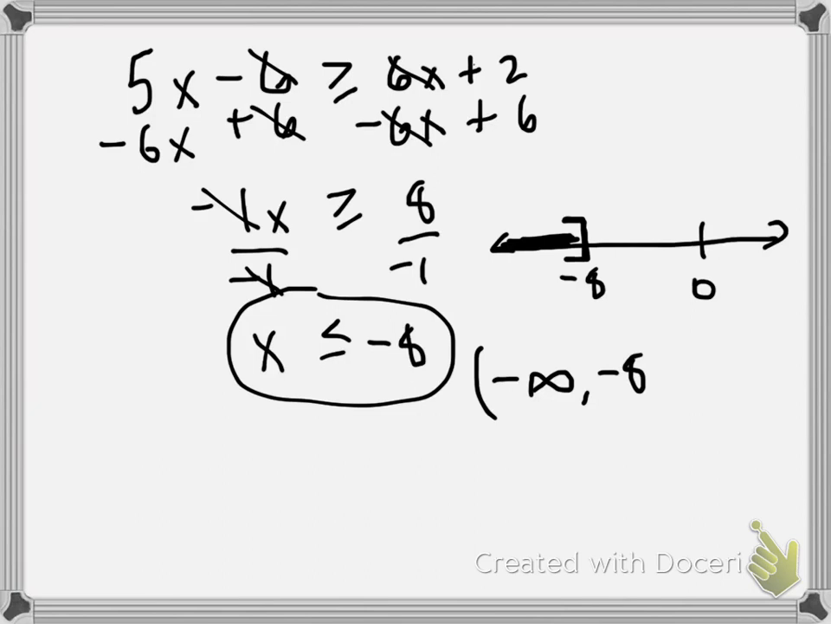-8, though, on the other hand, is going to be included. It's part of our solution set. We've got a square bracket in our graph. We have a less than or equal to in our inequality. So we need to include that endpoint. We're going to use a square bracket there for that. Okay, and again, these don't match. That's okay. It's not unusual at all.